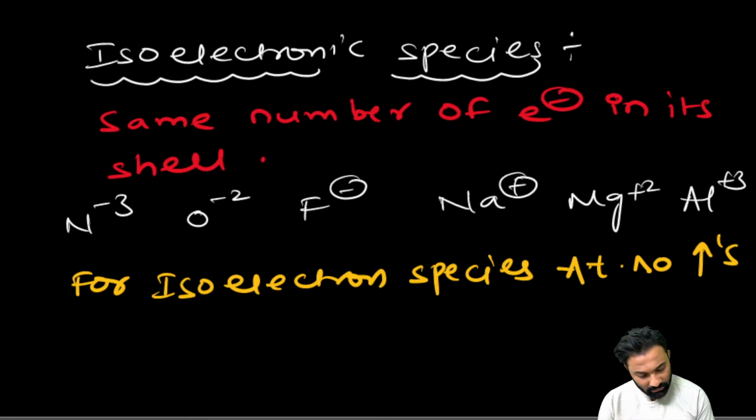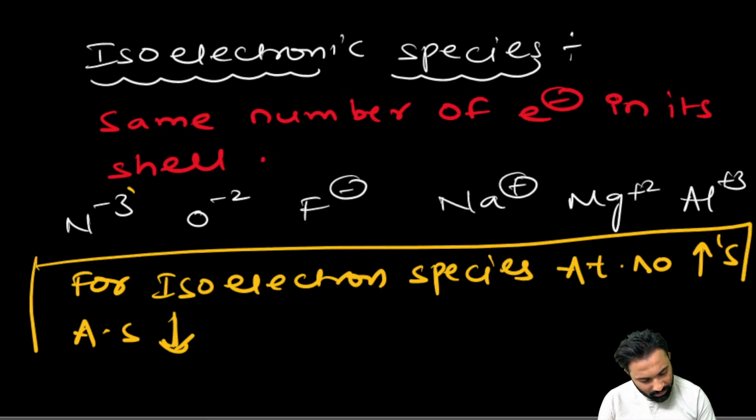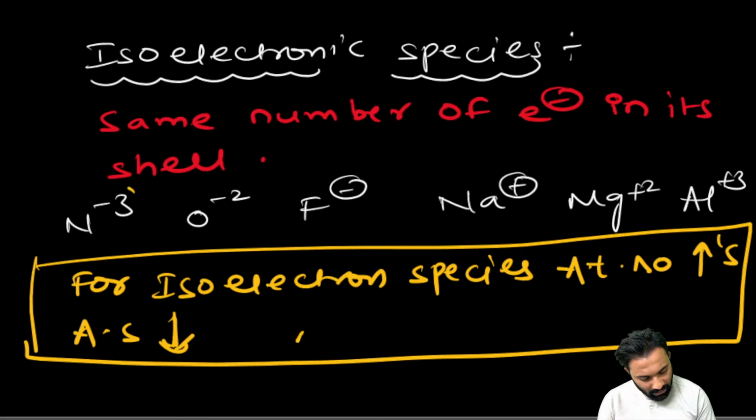What will increase? Atomic size will decrease. If any isoelectronic species is given and its atomic number increases, then its atomic size decreases, you can blindly believe that. Because here we have this statement, if you remember, you can easily predict the answer. If any isoelectronic species is given and its size order is asked, only one thing you have to remember: atomic number increases, size decreases.